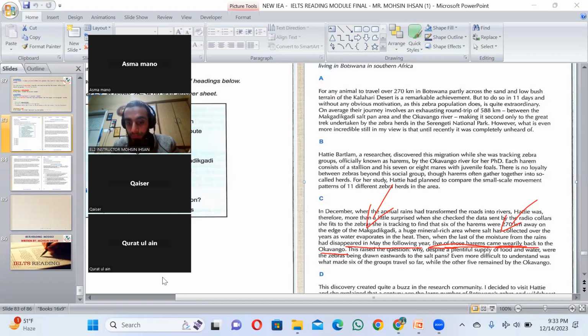Five of those harems came wearily back to the Okavango. They raised the question why, despite a plentiful supply of food and water, the zebras were being drawn eastward to the salt pans even more. Now, the information is totally unclear. How? You can see that they have raised the question: despite a plentiful supply of food and water, like food was available and water was available, zebras were being drawn eastwards to the salt pans. But zebras went towards salt pans, right?